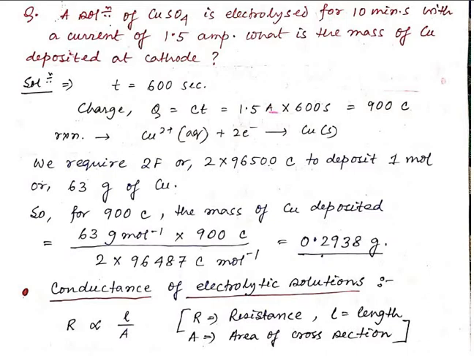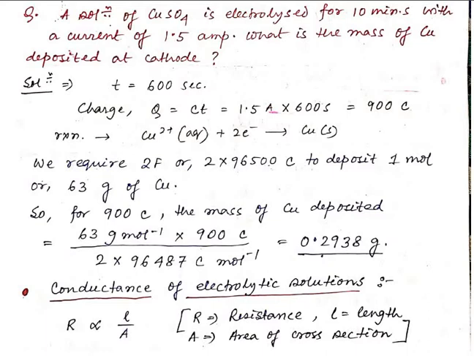For the deposition of copper, the reaction at the cathode is Cu2+ (aq) + 2e- gives Cu (s). So copper is deposited on the cathode if I do the electrolysis of a solution of copper sulfate. We require 2 Faraday because 2 electrons are there. So we require 2 Faraday, or 2 into 96500 coulomb, to deposit 1 mole or 63 gram of copper. Actually we can also write 63.5, which is more accurate than 63 gram of copper.